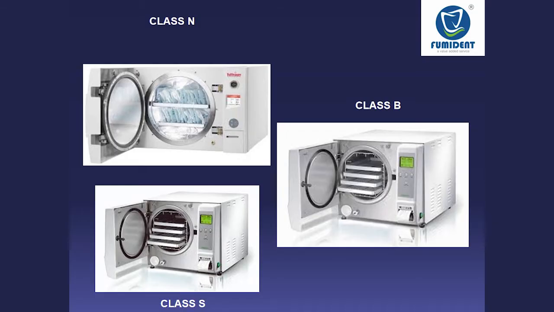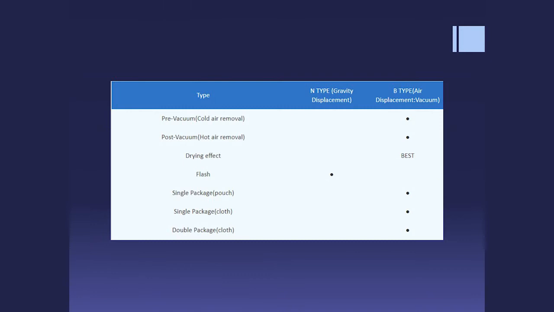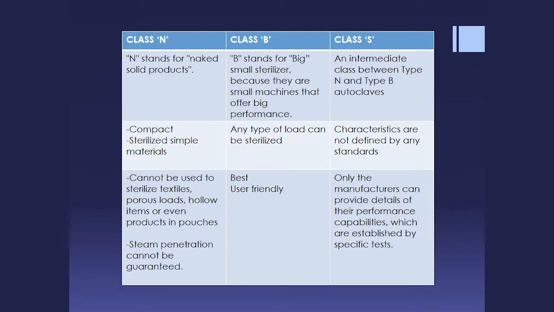Let's see the difference between class N, class S and class B autoclaves. A class N autoclave is a non-vacuum autoclave where gravity displacement occurs before steam penetration, and a class B autoclave is an air displacement or pre-vacuum autoclave where steam penetration occurs in a vacuum. The N stands for naked instruments or naked solid products. It is compact and sterilizes simple material. Flash sterilization can be done in a class N autoclave, which is its advantage. However, it cannot be used to sterilize textiles, porous loads, hollow items or even products in pouches, as steam penetration cannot be guaranteed.